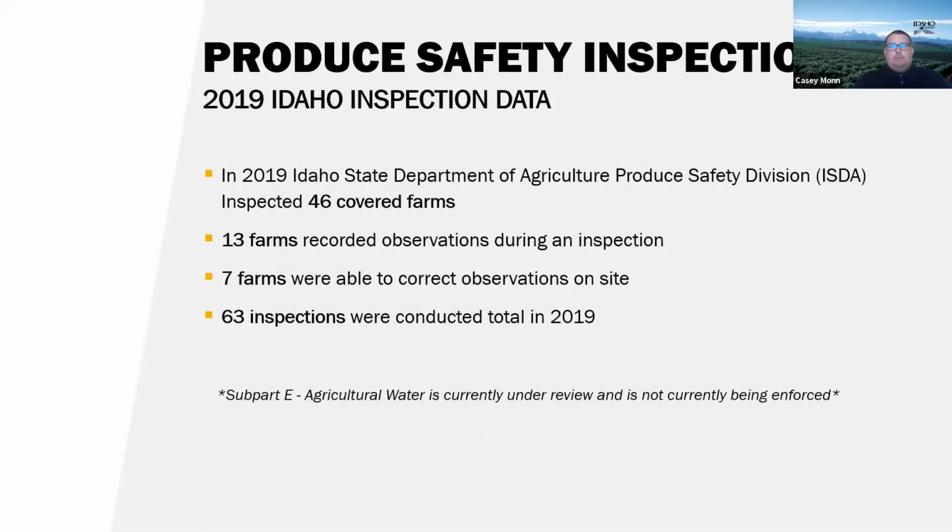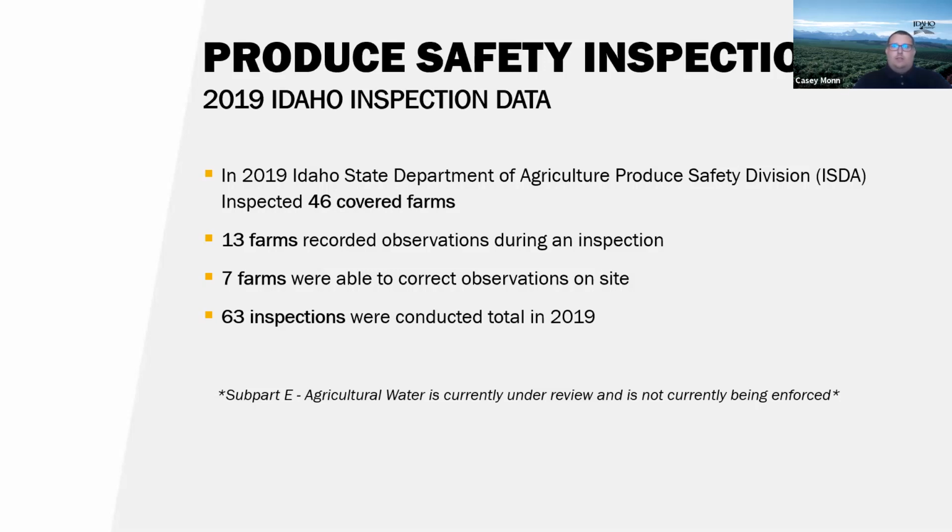So the produce safety inspections, to give you a little bit of a glance at how 2019 went for Idaho. In 2019, ISDA inspected 46 covered farms. Of those 46 farms, 13 farms had observations, or what we'll refer to as an out of compliance issue. 7 of those 13 farms were able to correct those issues on site. What that means is when we were out there, we observed an out of compliance issue, and the farm was able to take action and fix something. By the time we left, it was 100% within compliance. So the farm was able to correct those measures.